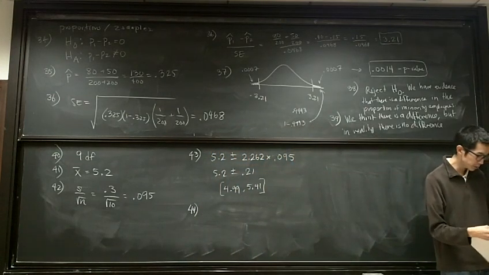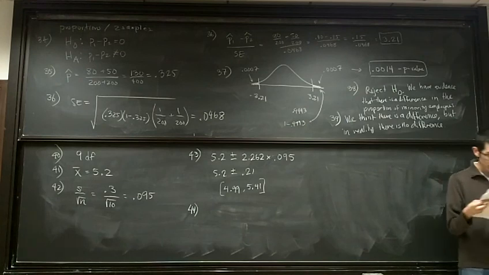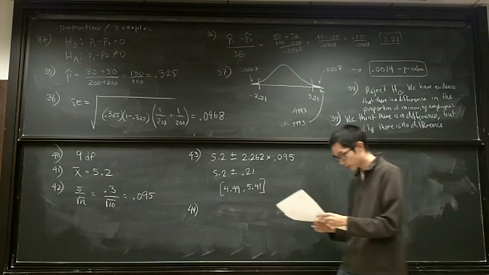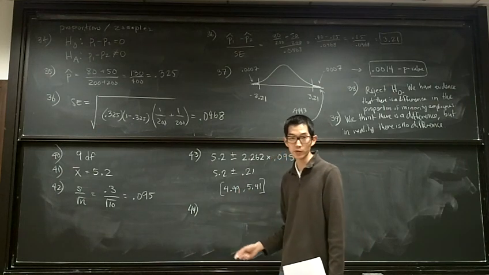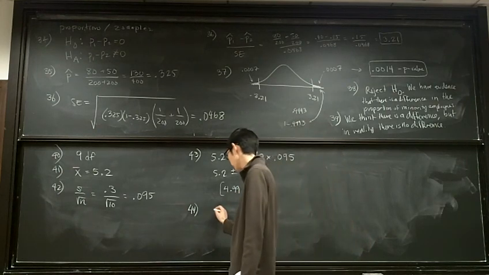So what conclusion do we make? So do we have evidence that the bag is different from 5 pounds? No. 5 is within our interval, so we don't have evidence that it's different. Okay.